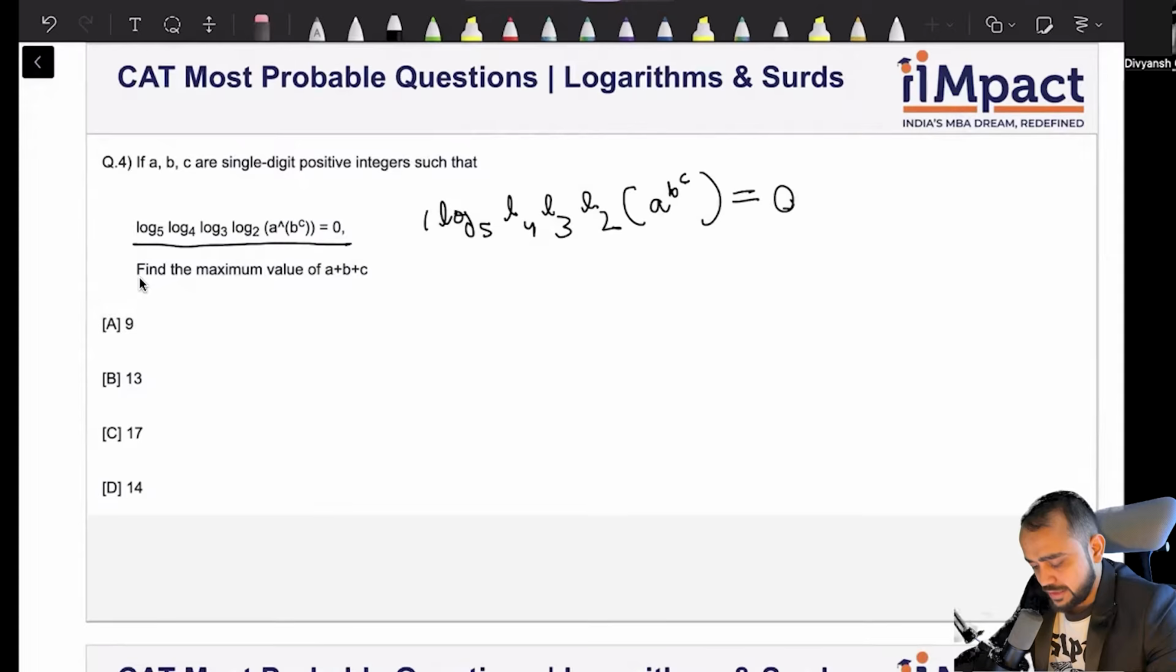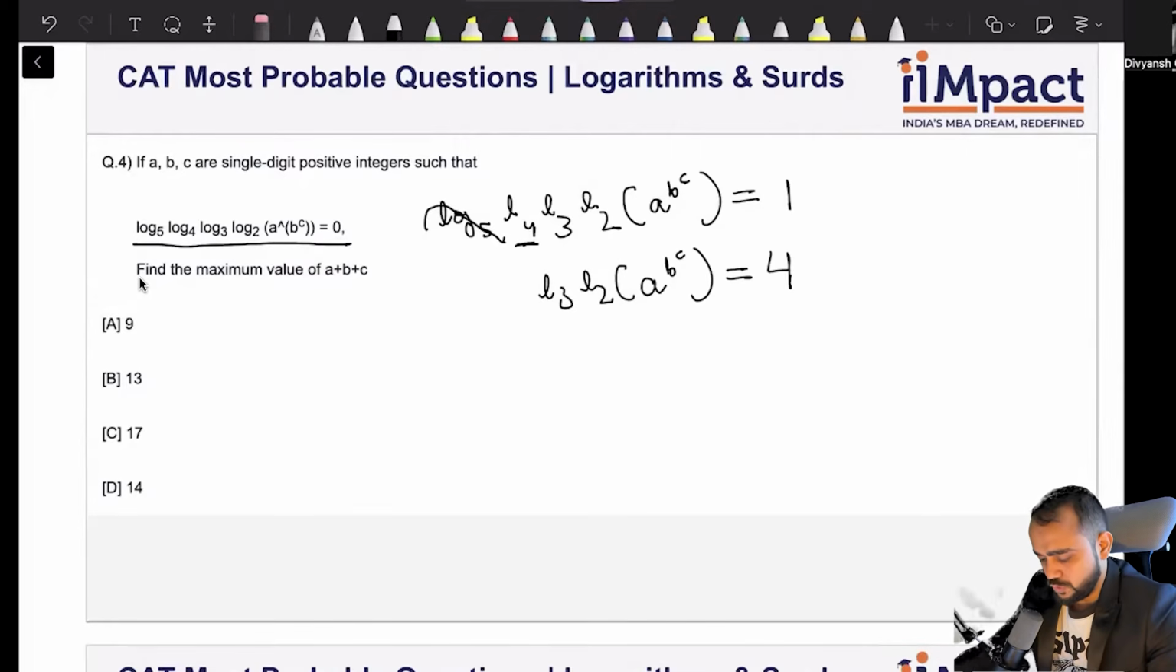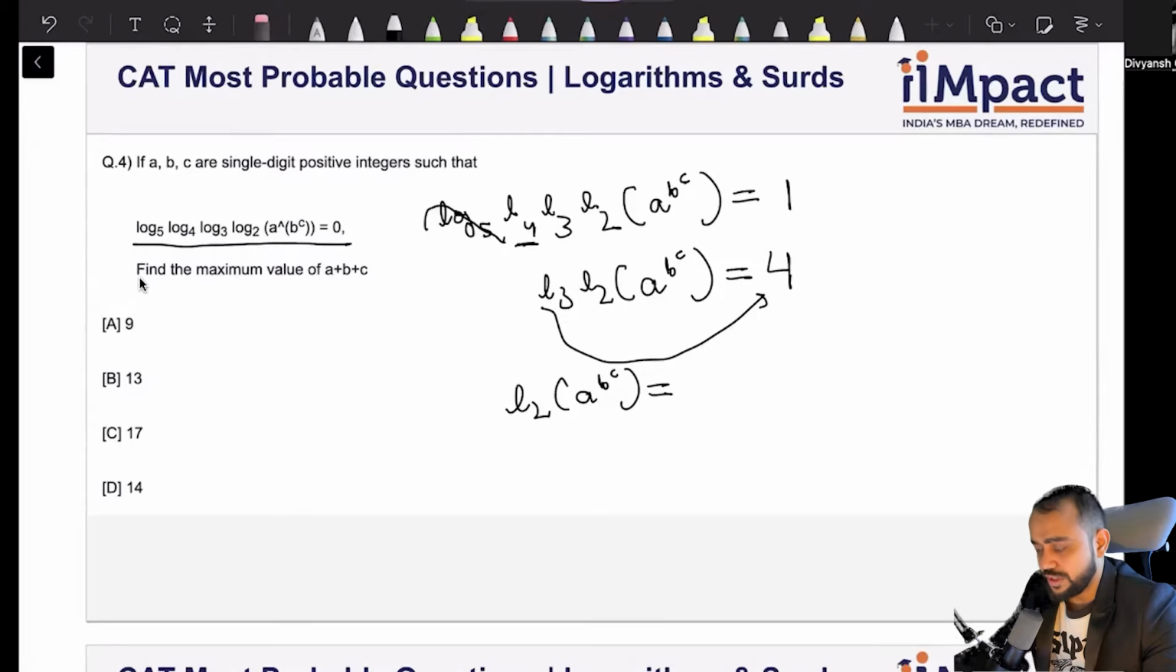So if I cancel this log, I will have to write 5 to the power 0 here, which is going to be 1. Now if I cancel this, I will get log 3 log 2 a to the power b to the power c is equal to 4 to the power 1, which is 4. Now I will take this to that side. I'll get log 2 a to the power b to the power c is equal to 3 to the power 4, which is going to be 81.